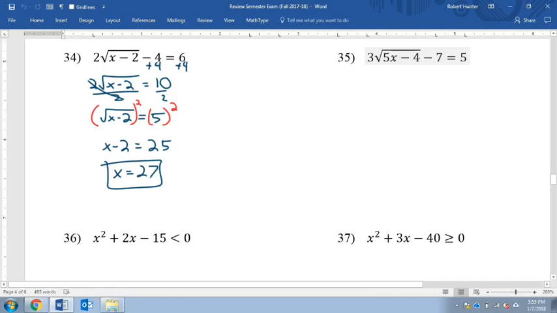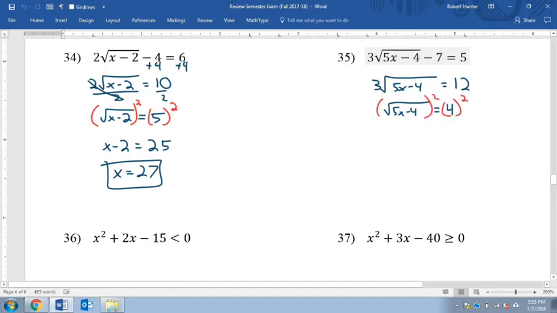Same idea, move the 7. So 3 root 5x minus 4 equals 7 plus 5, which is 12. Divide by 3. Square root of 5x minus 4 equals 12 divided by 3, which is 4.